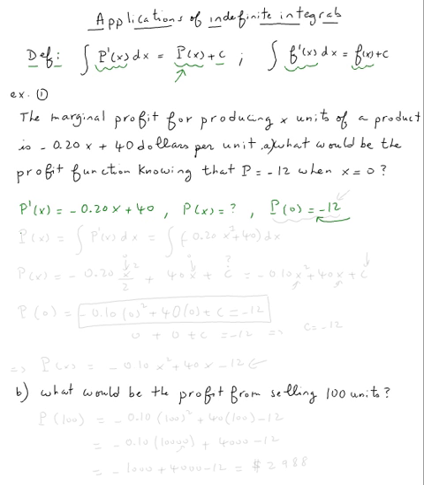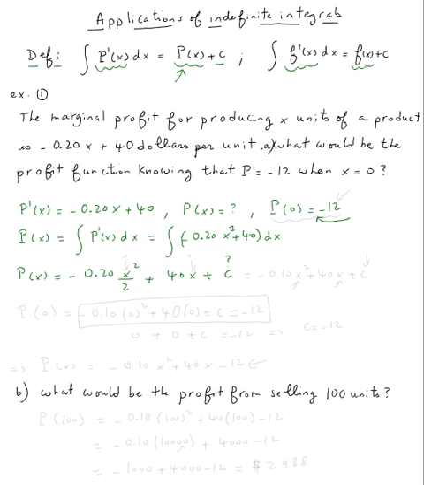So first, we need to find P, the profit function, which is going to be equal to the integral of P prime of x dx, which is equal to the integral of negative 0.20x plus 40 dx. Now we know that the integral is equal to what? So P of x is equal to negative 0.20x. Remember, this is x to the power 1, so we're going to use the power rule for integrals. So negative 0.20x, 1 plus 1 is 2, over 2, plus, and the integral of the constant 40 is just 40x. And don't forget, it's going to be plus some constant.